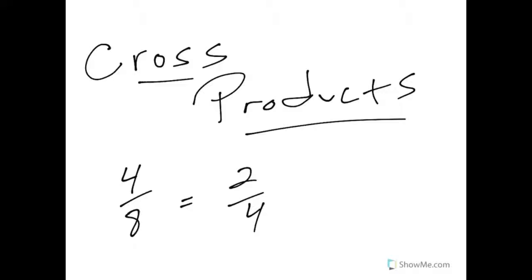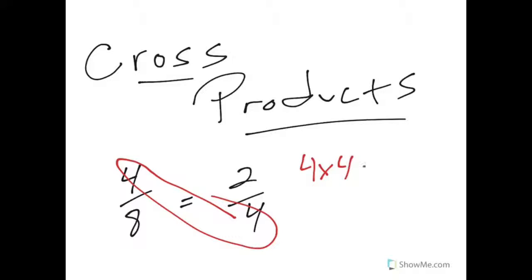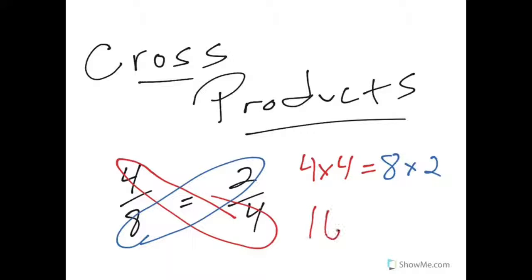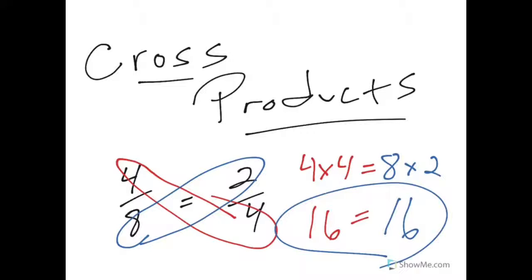You can do cross products. So here I've given us 4 to 8 equals 2 to 4. When I say cross products, we're going to first look at 4 times 4, put that on one side. Is that equal to 8 times 2? Well, let's see. 4 times 4 is 16. 8 times 2 is 16. So that confirms that we do have a proportion here, and it is equal.